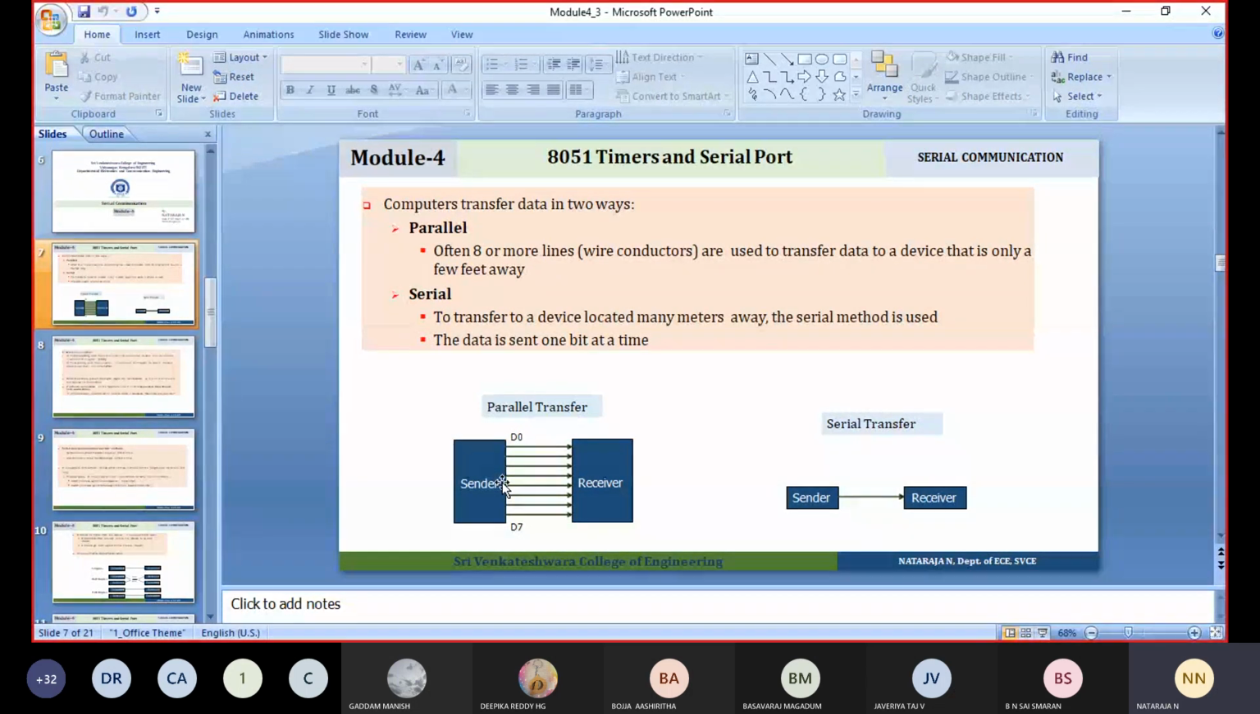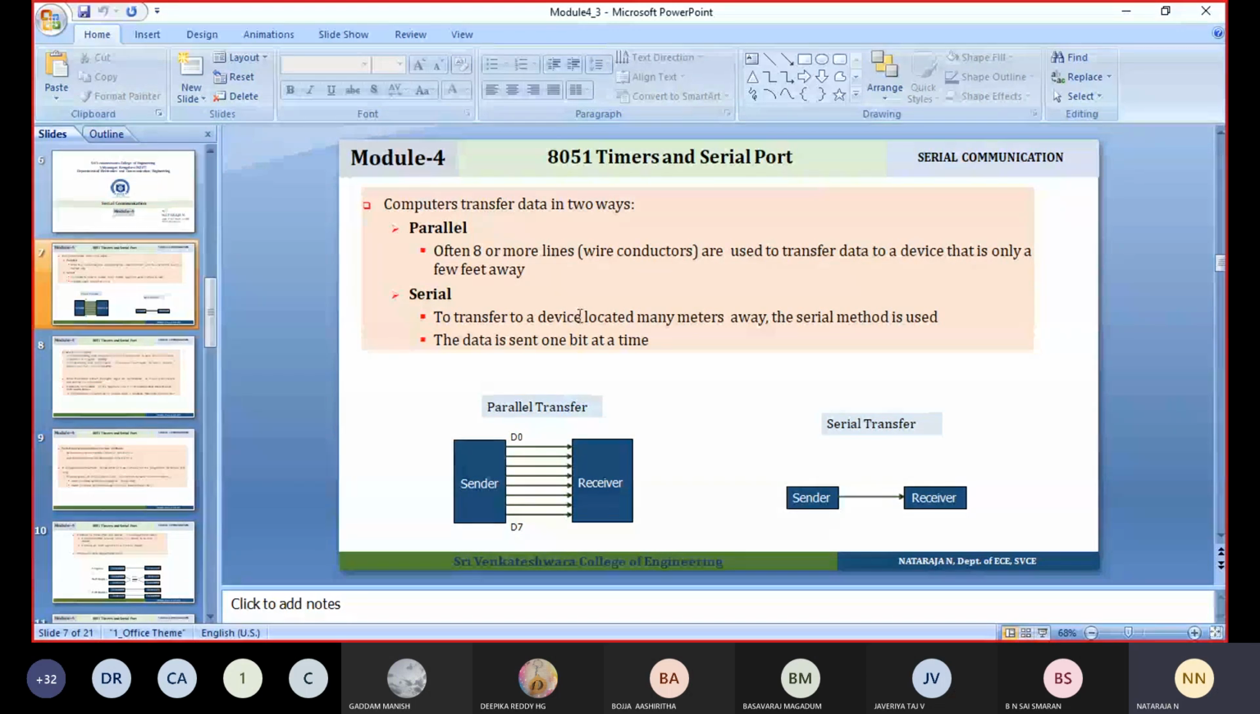We are going to transmit a bit. So now I need to transfer 10101010 at a time. We are going for parallel data communication. We are going to use here 8 or more lines. Wire conductors are used to transfer data to a device that is only a few feet away. It means that for some minimum distance we are going to use this type of communication.